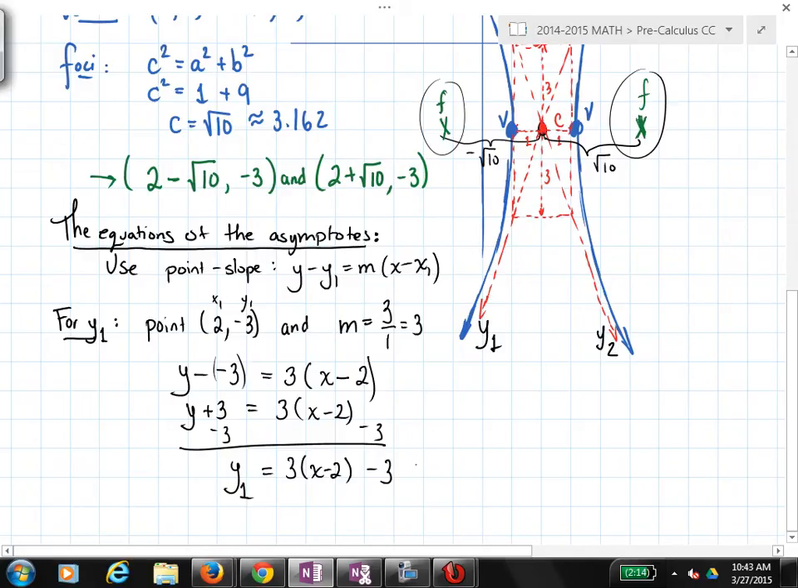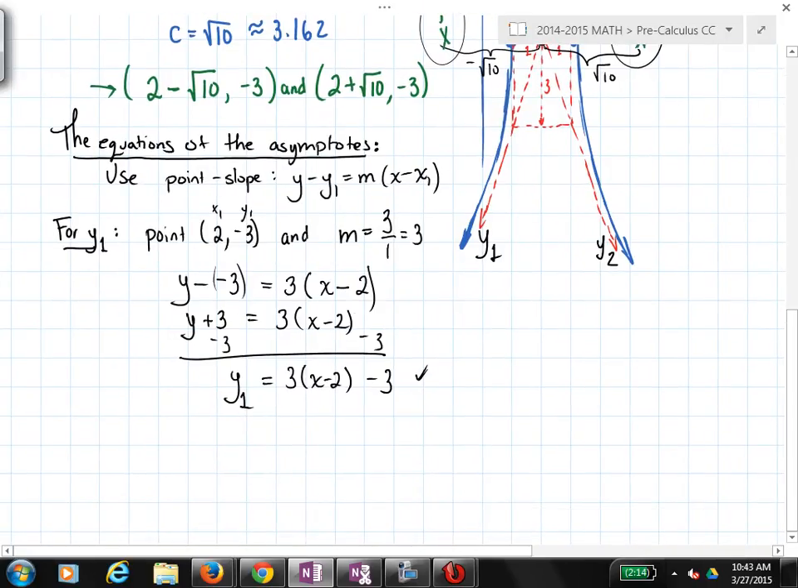Now, I'm okay if you leave it at this point right here. It's not going to matter to me because when you enter it into the calculator, you can enter this one, or if you want to simplify, like distribute and change it to slope-intercept form, by all means, go for it. The only thing is, like I said, because some of these problems can be rather lengthy, if you leave it there, I'm okay with that. All right, so now do the same thing for y2.